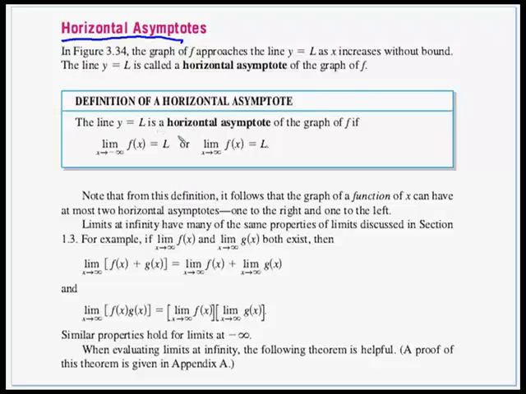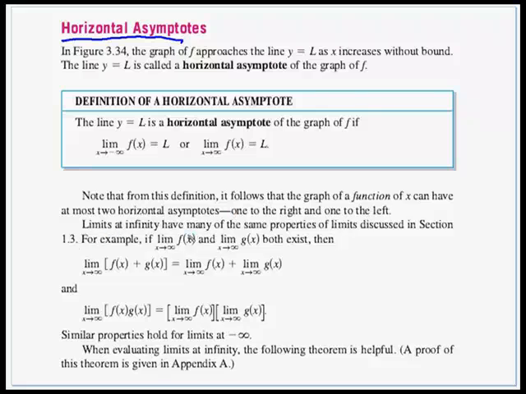So here's our definition of a horizontal asymptote. The line y equals L is a horizontal asymptote of the graph if the limit as we approach negative infinity of the function f of x is equal to L, or the same thing for positive infinity. The limit of our function as x approaches infinity is going to get closer and closer to this value of L. Note from this definition it follows that the graph of a function can have at most 2 horizontal asymptotes. Maybe we'll have one asymptote as we head to positive infinity and a different asymptote as we head off to negative infinity.